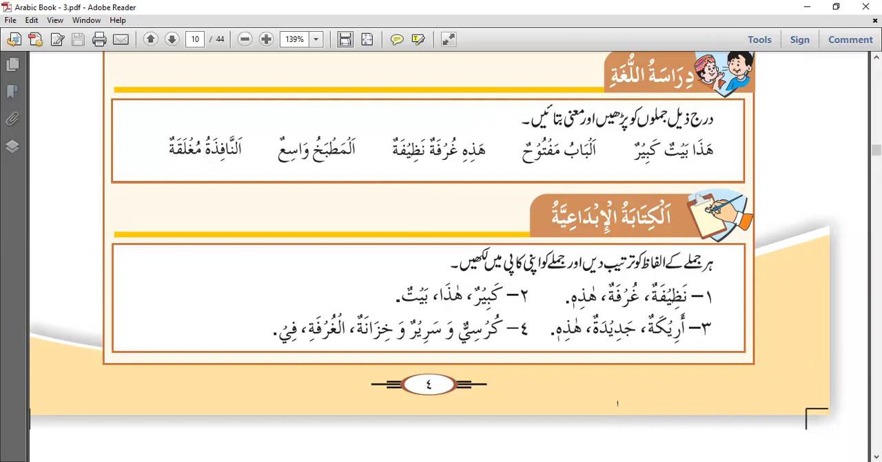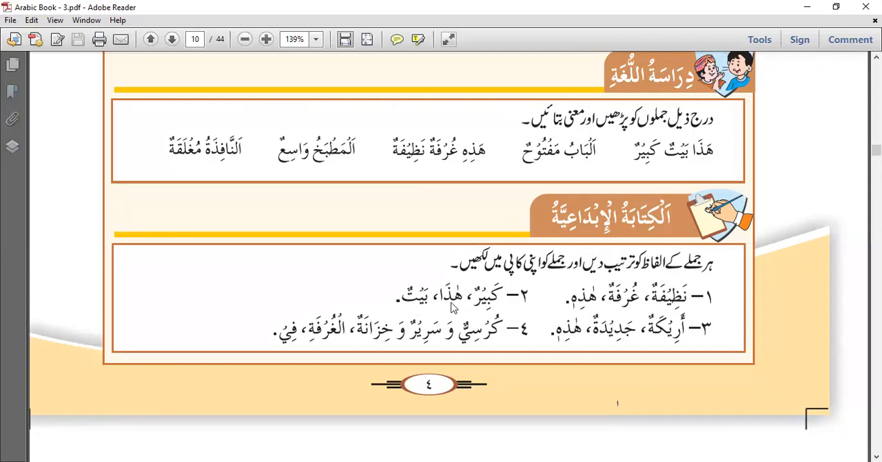Now we will arrange the sentences, and you have to write it in your notebook. There are three words: nazifatun, ghurfatun, hazihi. Now you know the meaning. Nazifatun means clean, ghurfatun means room, and hazihi means this. So first hazihi will come, then ghurfatun, and then nazifatun. Hazihi ghurfatun nazifatun.